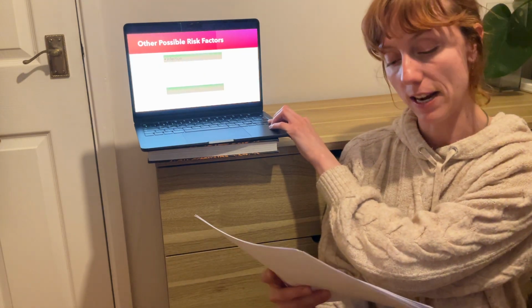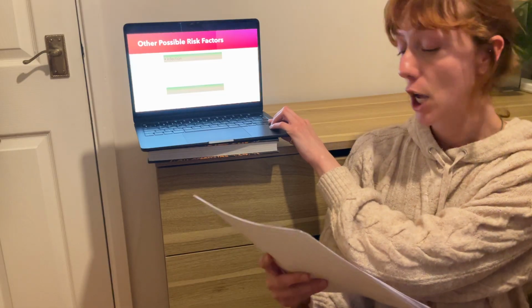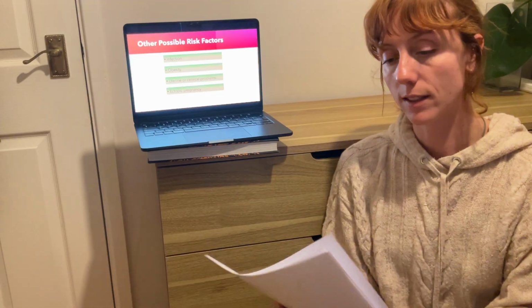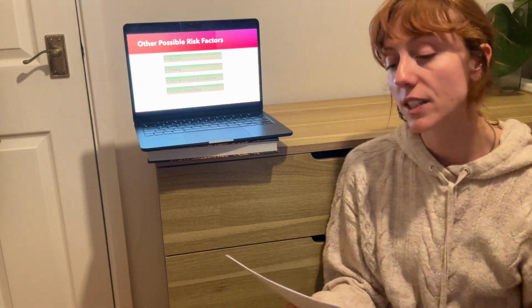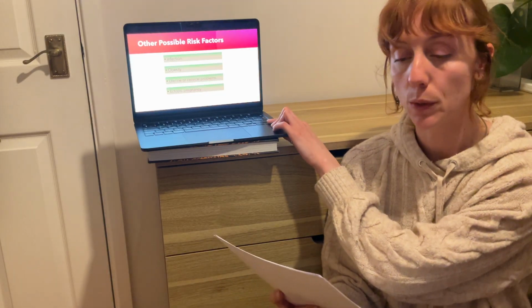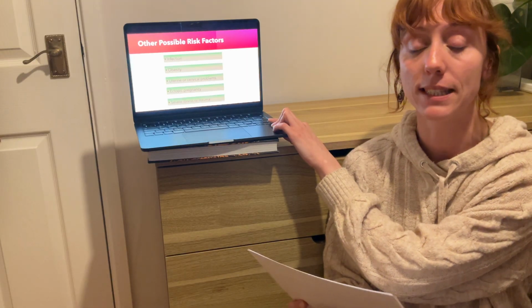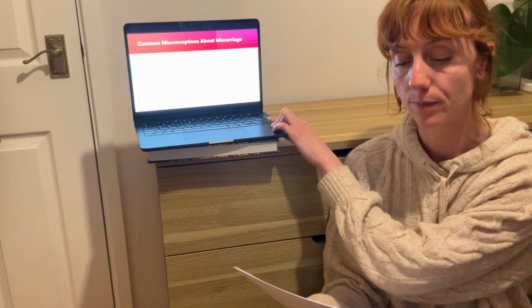Other possible risk factors include infection, obesity, some structural problems of the uterus, and cervical weakness. Pregnancy complications such as ectopic pregnancy are also important to identify. This cannot continue safely and can become a serious medical emergency.